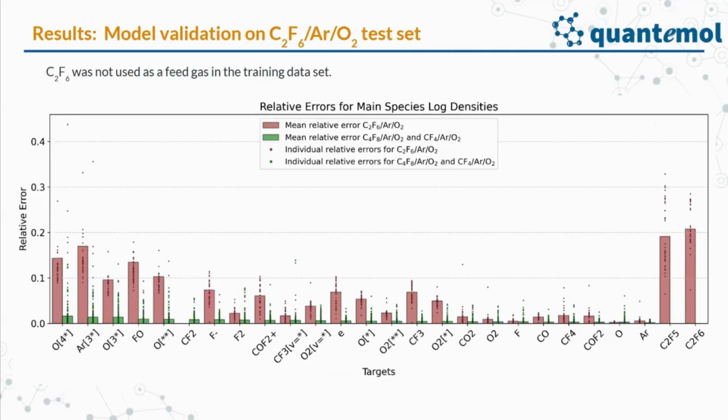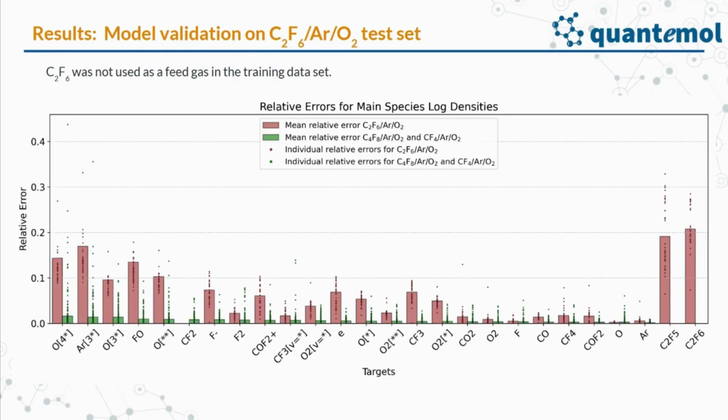Next, we wanted to see how well the machine learning model generalized to a new fluorocarbon. So we tested it on a gas mixture that contained C2F6, argon, and oxygen. Here, the light brown bars represent relative errors for main species for the C2F6, argon, O2 mixture, and the green bars are the relative errors from the original test set containing CF4, C4F8. The dots here represent individual test cases just to give a feel for the error spread.